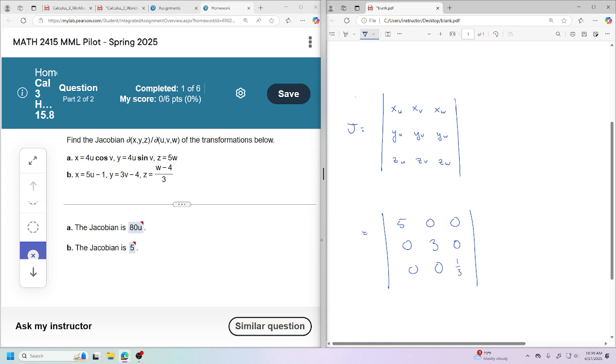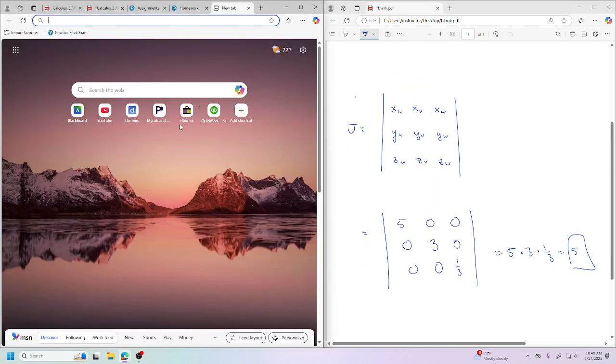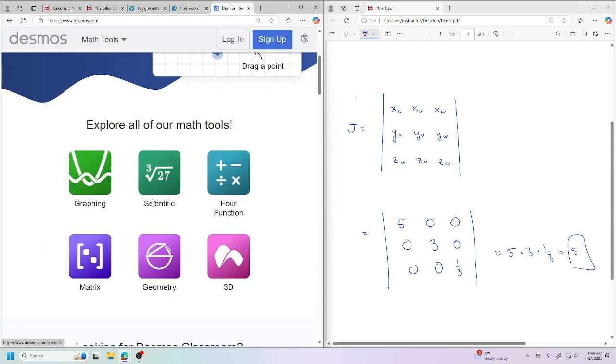Yeah, 1/3. Yep. To find the determinant of this, I think all we need to do is multiply the diagonals together, and then we're done. That was really silly of me there. I believe that's all I have to do. So 5 times 3 times 1/3 is equal to, yes, exactly. So that is an easy one. But how do I normally do this if I had a lot more numbers than just the diagonals? Let me go to Desmos Matrix and show you a cool little thing here.